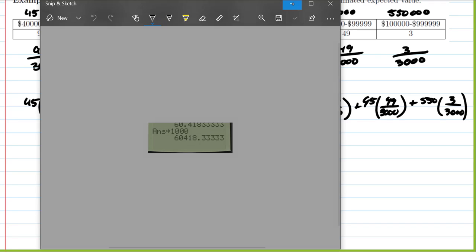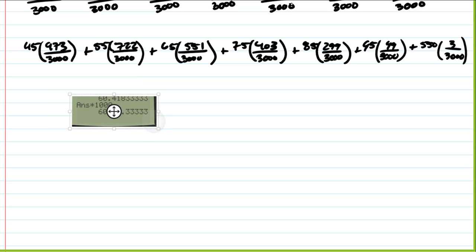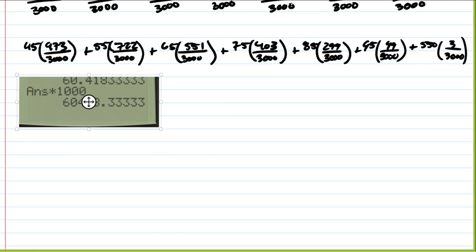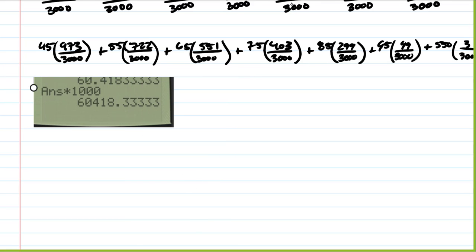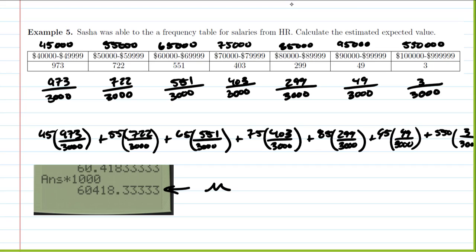So based on this, it looks like the expected value, or mu, would be $60,418.33. So it appears at Galois Incorporated that the average salary is around $60,418. So we can calculate population means by using the expected value.